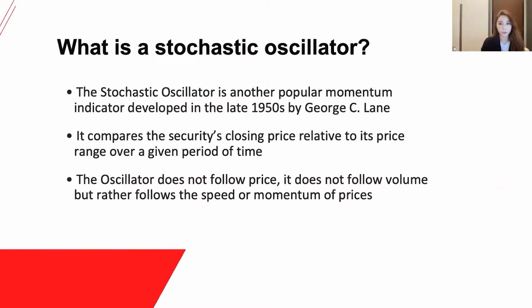So what exactly is a stochastic oscillator? Some of the background is that it's a popular momentum indicator developed in the late 1950s by George Lane. We are comparing the security's closing price relative to its price range over a period of time. Sounds relatively close to a moving average, but slightly different. The oscillator does not follow the price and it does not follow the volume, but rather follows the speed or the momentum of the price. So that's one point that is very different from a moving average.